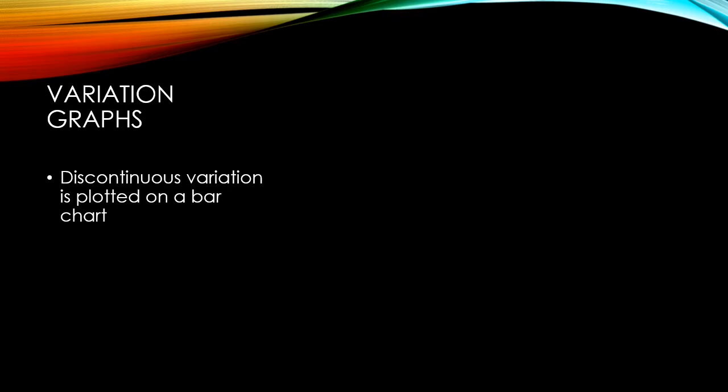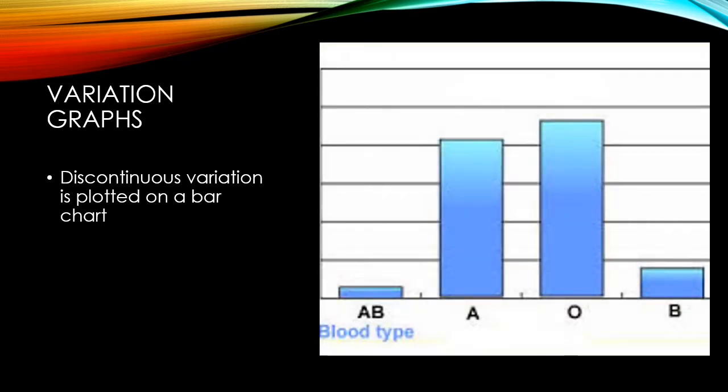If we think about discontinuous variation, again, you have distinct categories. There's nothing in between, you have distinct categories, and therefore we can plot these on a bar chart or a bar graph. So here, again, we've got some people are blood type AB, some are type B, some are type A, some are type O. Again, there's nowhere in between. So you can see there's a gap between the bars here. Therefore you plot discontinuous variation on a bar chart.